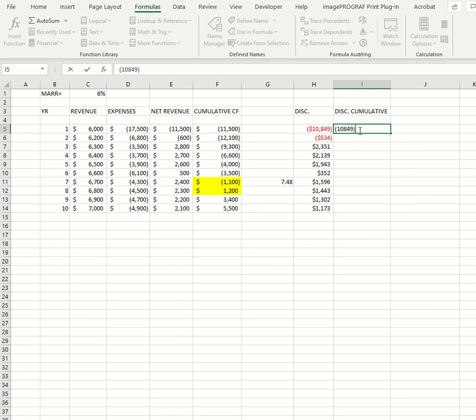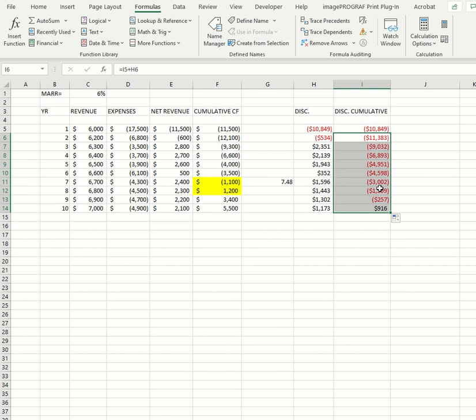Okay, so we're going to do the same thing we did on the other portion. This is just going to be this plus this. Copy this. And so what we see here is that it goes from negative to positive between years 9 and 10.